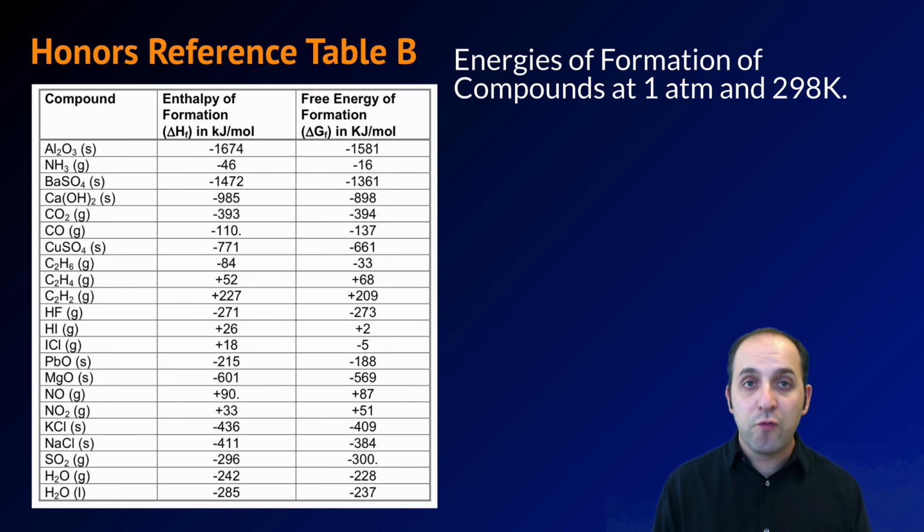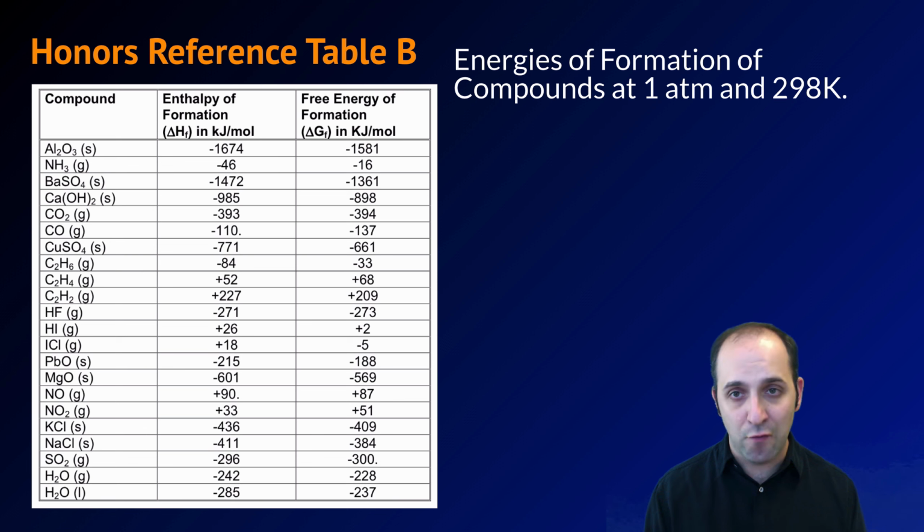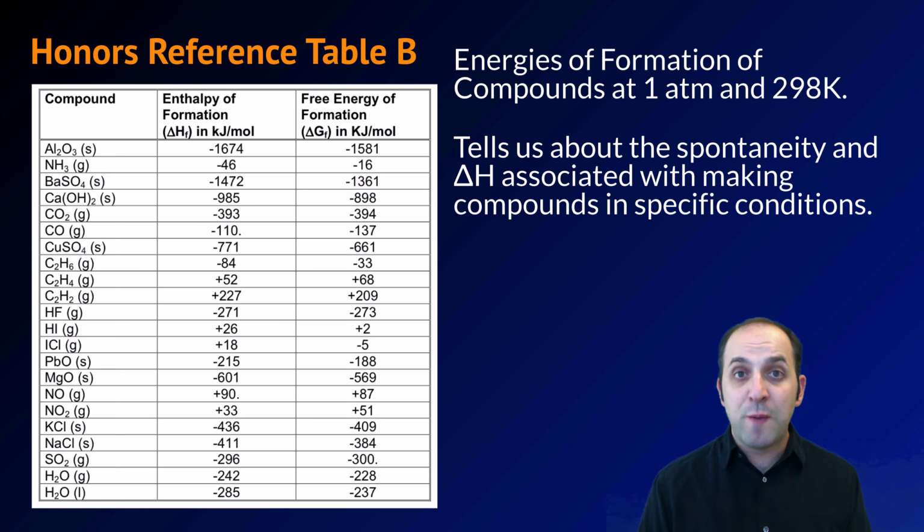You're given an honors reference table that has energies of formation for compounds at 1 atmosphere and 298 degrees Kelvin. So standard pressure, but not standard temperature. This is honors reference table B. Honors reference table B tells us about the spontaneity and the changes in enthalpy associated with making these specific compounds at these particular conditions. Anything with a negative delta G will be made spontaneously from its elements, and anything with a positive delta G will be made non-spontaneously.